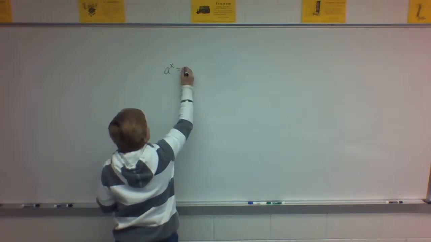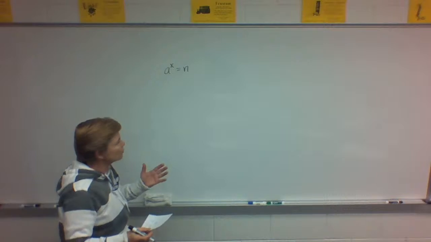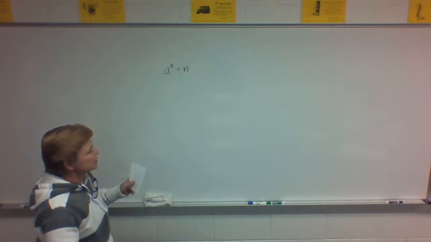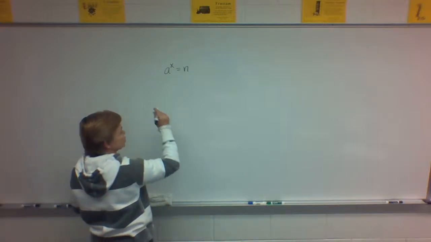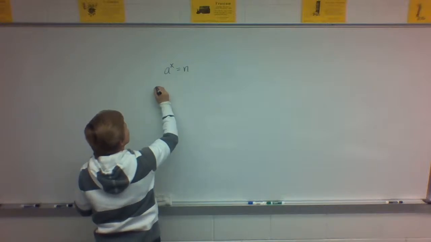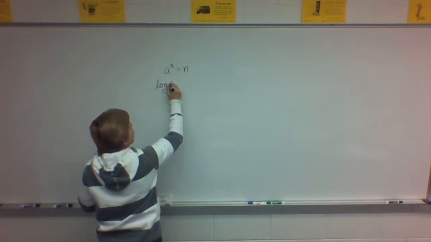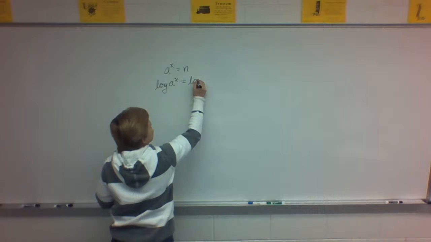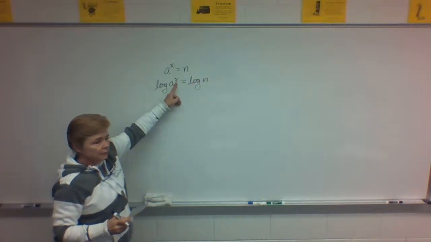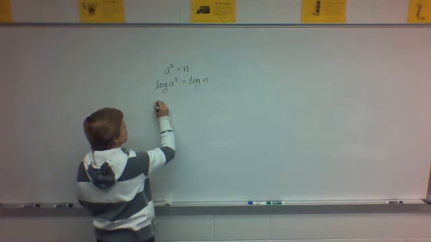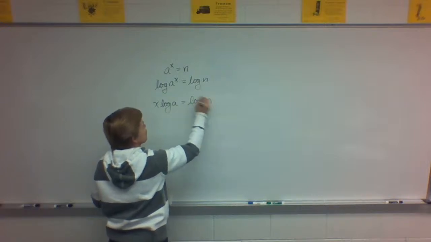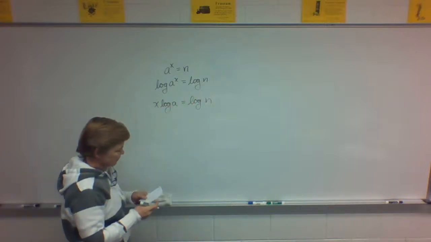A to the x equals n. No numbers at all. I'll go with the algebra on this. What you do to one side, you do to the other. That's one of the main premises of algebra. So if I were to log this side and log this side, and then apply that little principle that we had, it would be x log a equals log n. So this exponent became a product. You following that?